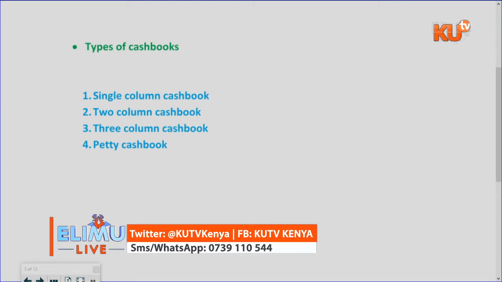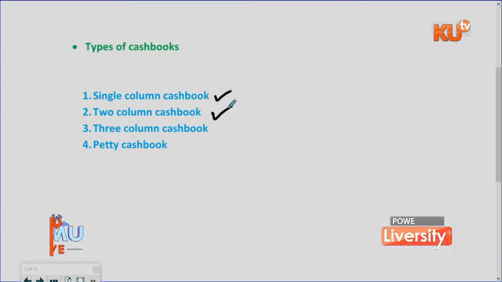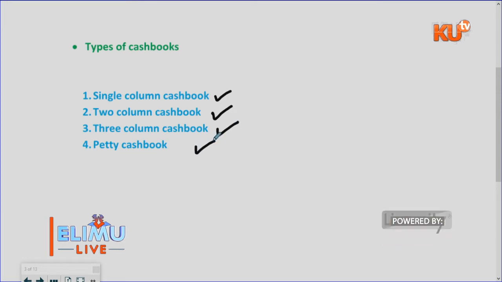And there are 4, or rather 5, types of cash books. We have the single column cash book. We have the 2-column cash book. We have the 3-column cash book. We have the petty cash book.